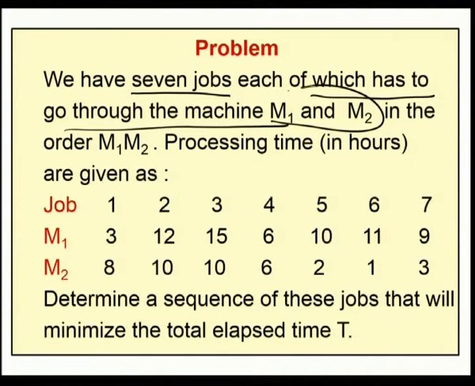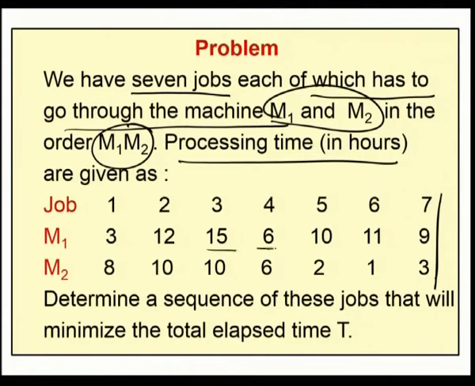Next problem is, we have 7 jobs, each of which has to go through the machines M1 and M2 in the order M1, M2. Processing time for each job under each machine is given here. There are 7 jobs, 1 to 7. For job 1, the processing time under machine 1 is 3, for 2 12, for 3 15, then next 6.